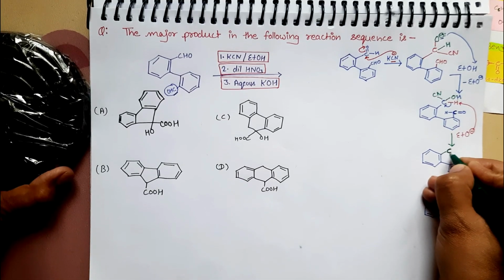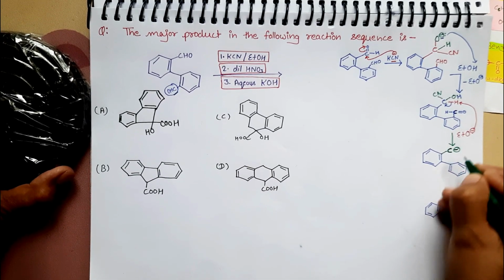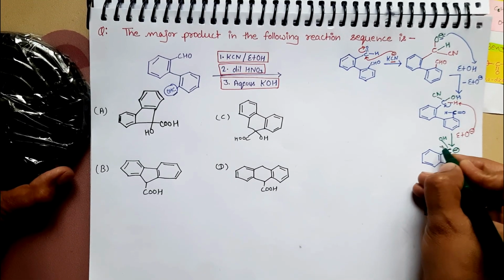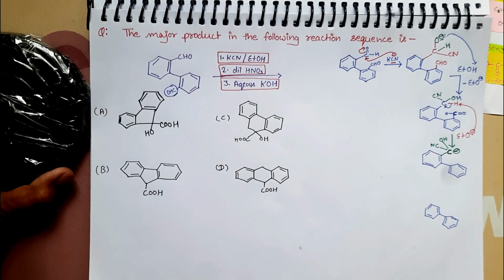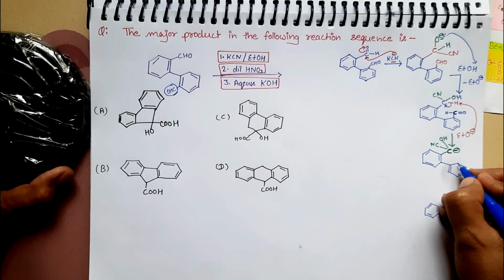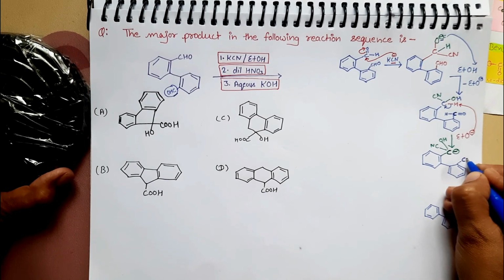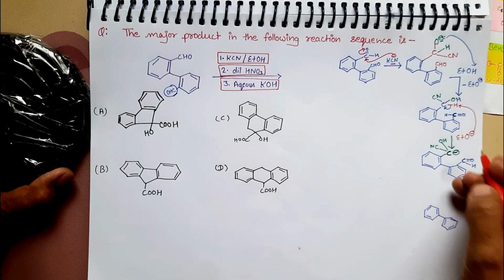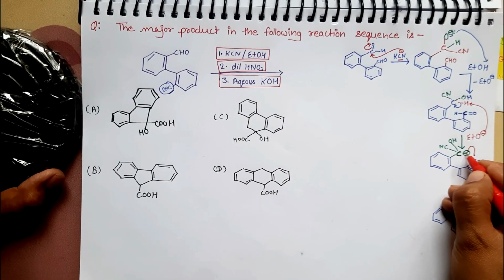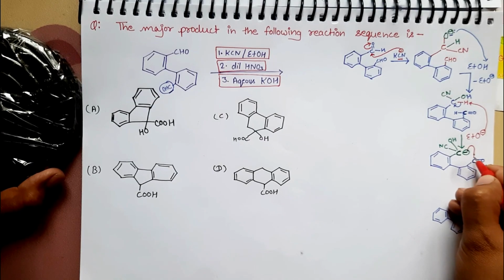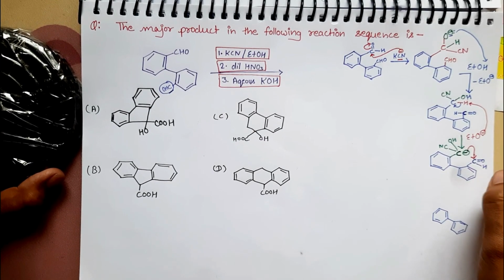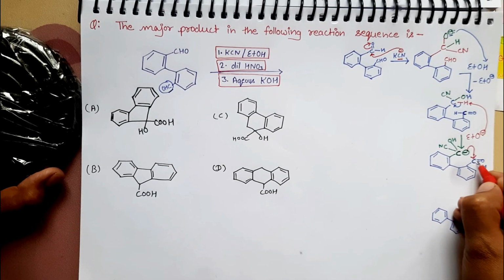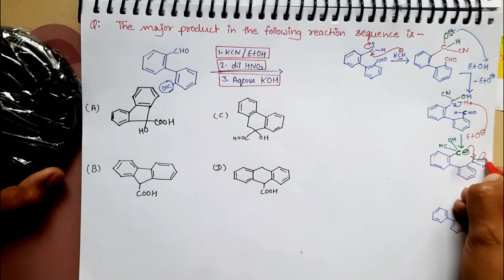We get a negative charge on the carbon atom. Here one OH is present and one cyanide is present, and here our carbonyl group is present. So this electron pair attacks this carbonyl group, and a carbon carbon bond is formed, and the carbon oxygen bond electrons shift to this oxygen atom.